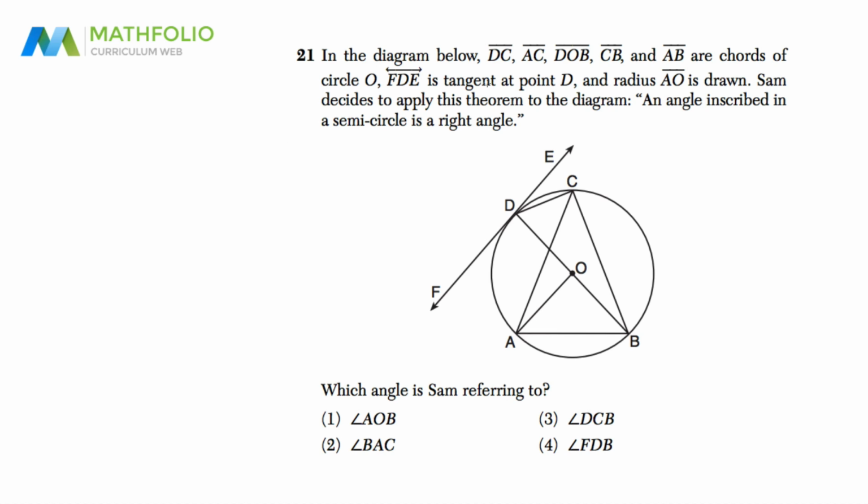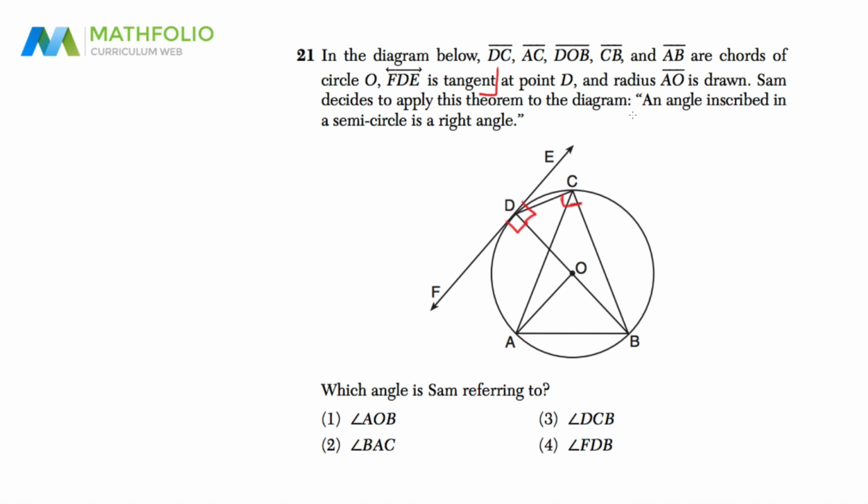Okay, question 21 in the diagram below. Okay, DC, AB, DOB, and CB and AB are all chords. FDE is tangent, so let's time out there. That means that this is 90 degrees, this is 90 degrees. Also, as I start looking at this diagram, I can see that DOB is the diameter, and that creates C being inscribed, and so that has to be 90 as well. Any angles inscribed from a diameter is 90 degrees. Okay, anything else? I'm not sure.